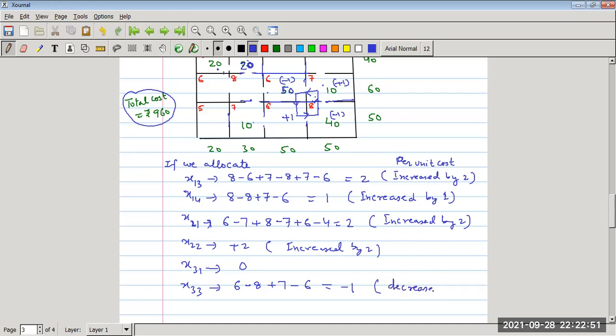So we prefer this point. If we allocate at this point, then our cost is decreased by 1. So now what we do, we have to allocate the maximum number of items at this point.